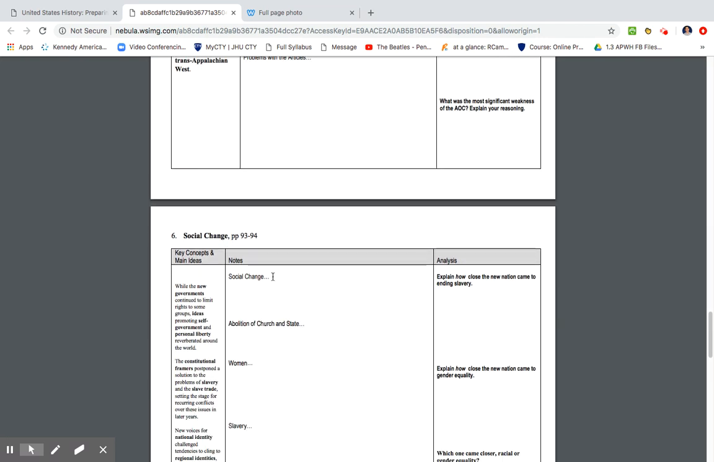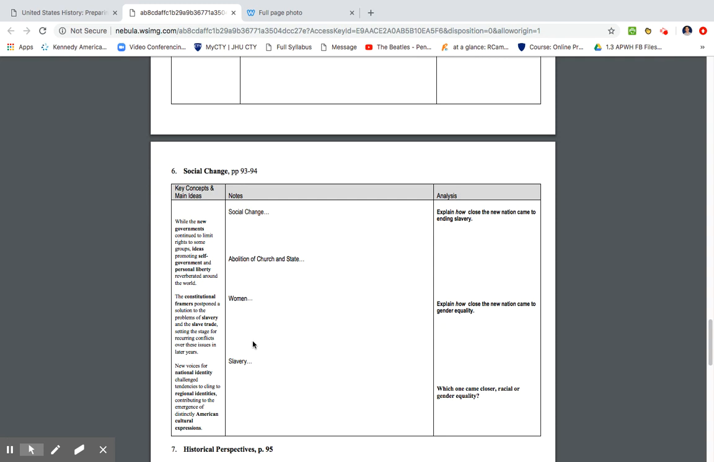Social change: no more nobility, no more aristocracy, no more inheritance of land. Abolition of church and state: the Church of England is gone, and eventually the Congregational Church will be gone by the 1830s. Right? Women, still a very patriarchal society. They contribute a lot to the war. Some volunteered, some would disguise as men and fight in the war, but most of their contribution was economic.